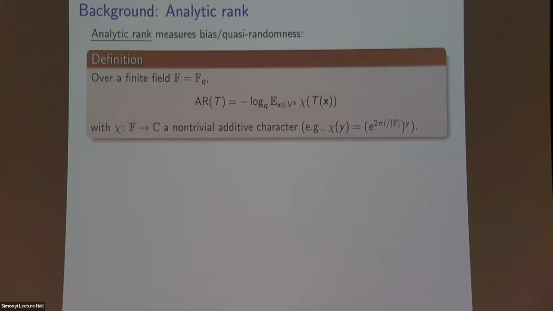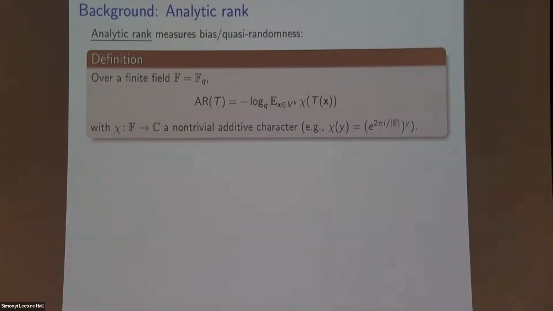So let me define the two notions that we're talking about: analytic rank and partition rank. They are just a manifestation of this structure versus randomness dichotomy that you see throughout many areas of math, and in the particular case of polynomials, or I should say tensors, this is how it looks. These are standard definitions for structure and randomness. This is the standard definition of randomness.